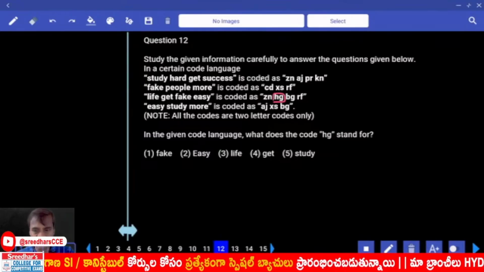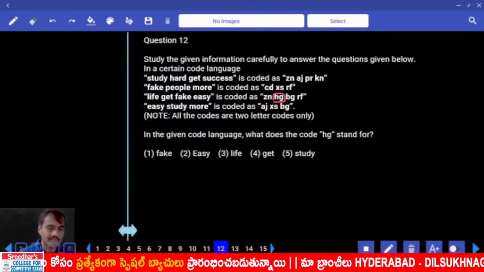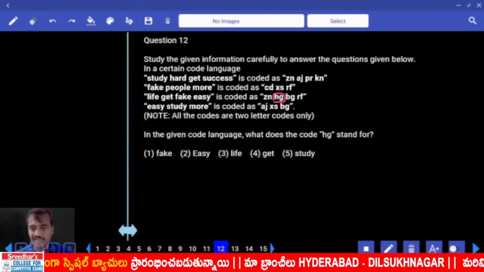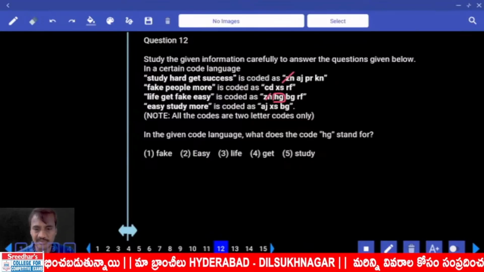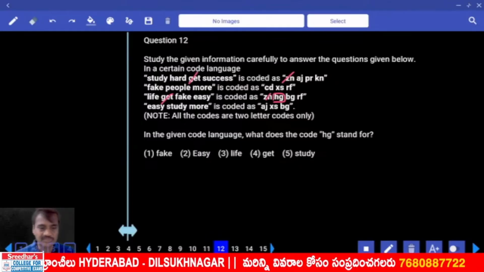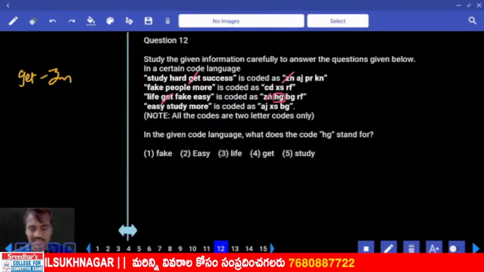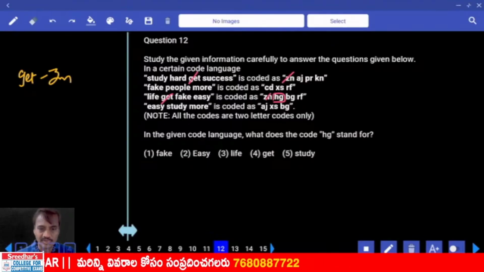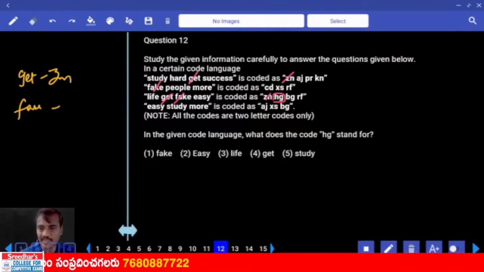Now HG is here and HG is not present in any one of the remaining codes. Then ZN, BG, RF. ZN is here, ZN is here. What is the word that is common? Get. ZN is the code for get. My next thing is fake. Now fake is common. Tell me what is the code we have? RF. The code for fake is RF.